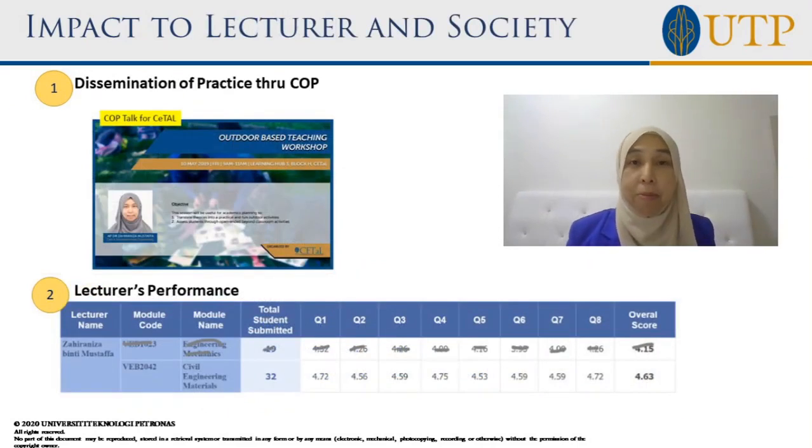So impact to the lecturer, impact to me, and how about the society? The society here would be our domain of UTP. So I had prepared one COP organized by CITAL, and at that semester my performance for this course was not so bad, 4.63 over the score of 5.